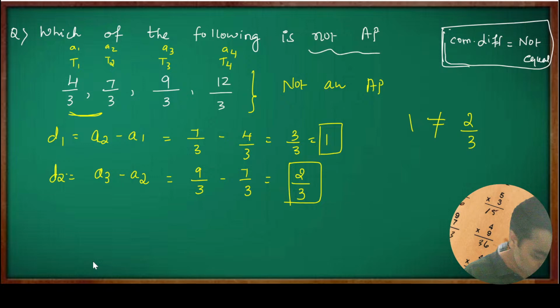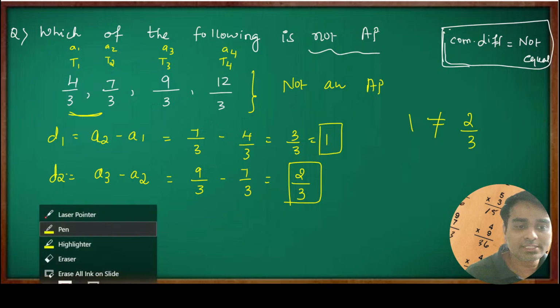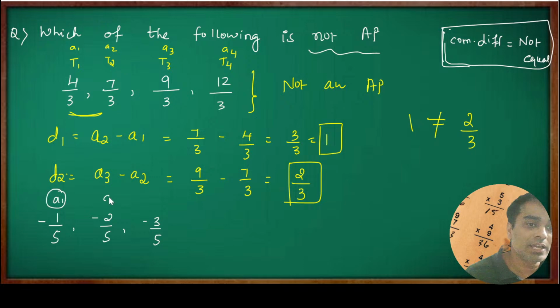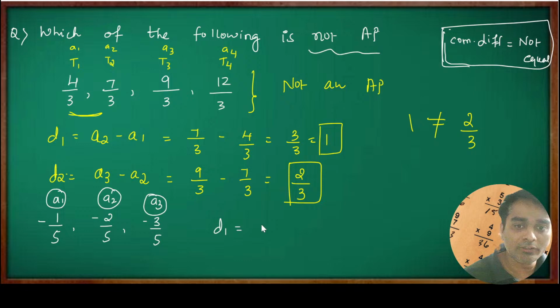I will show you one more by taking another example. Say for example, if this sequence is given, let's check whether this is AP or not. Minus 1 by 5, minus 2 by 5 and minus 3 by 5. Let's check this now. So we have our A1, this is our A2 and this is our A3. Three terms are there. Let me find out the first difference, D1. D1 will be between A2 and A1, correct.